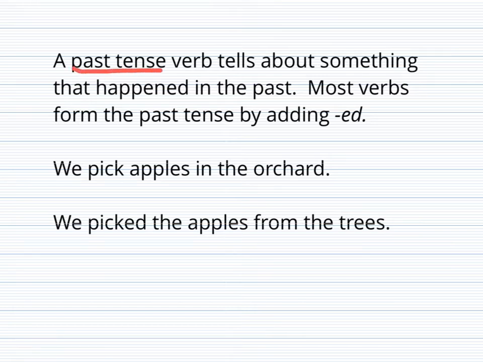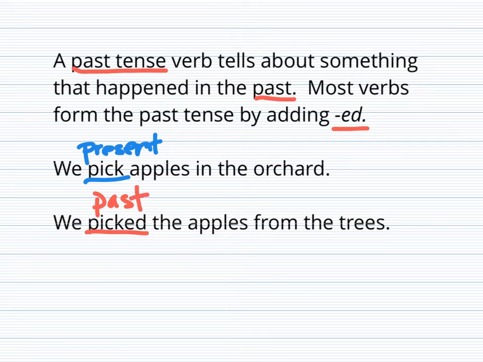Past tense verbs tell about something that happened in the past. Most of the time, you form the past tense of a verb by adding the suffix -ed. If we have present tense here, we pick apples in the orchard. The past tense is we picked apples in the orchard. Past, already happened. Present, happening now.